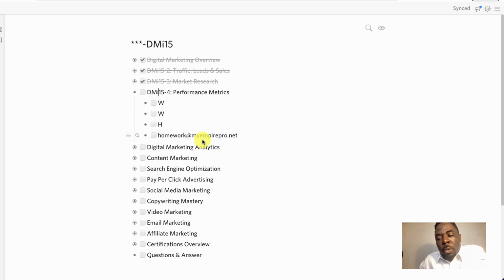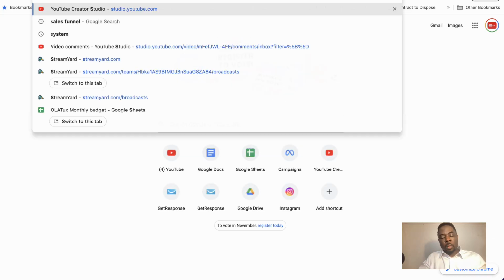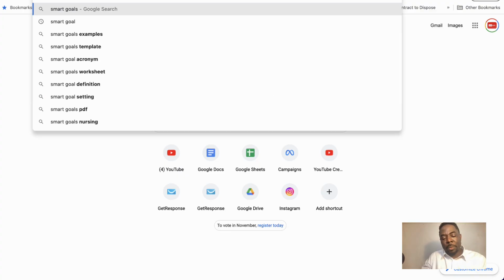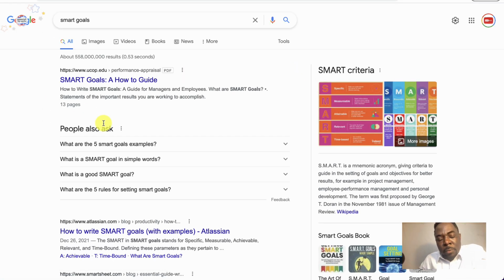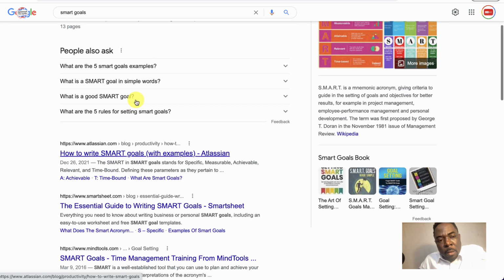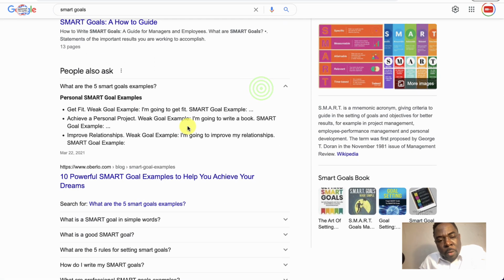One of the things that I'm very particular about is the acronym SMART goals. I always remind people about this. It's in the book. Make sure you are reading the book. It's very important to read the book. What does SMART goals stand for?